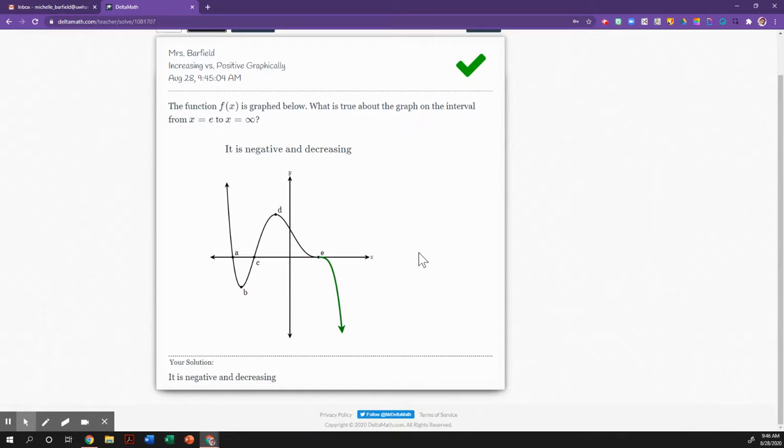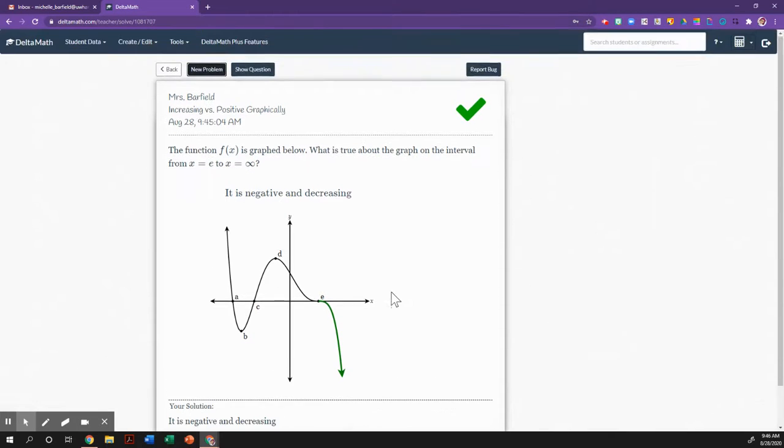All right, so let's look here. Okay, it says it is negative and decreasing. Okay, and it's because it's going down. It's not like we're over here at C where we're going up, we're increasing. Okay, you've got to kind of just use a little bit of common sense. Okay, and if you're not sure, just guess. Just guess and keep reading the explanations and keep looking at the highlights until you get better at it. That's the nice thing about Delta Math right now.